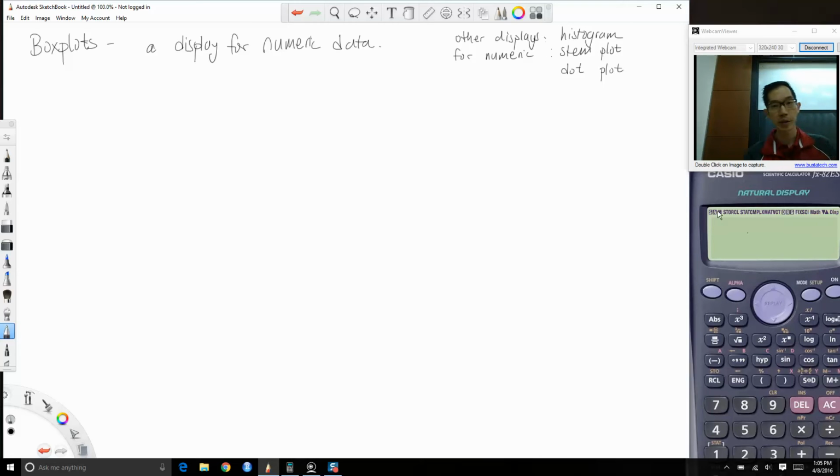Okay, and so a box plot is basically just a kind of a quick summary, a way to quickly summarize or show the bare bones essentials of the data, okay? So it shows just the essentials of a set of numeric data.